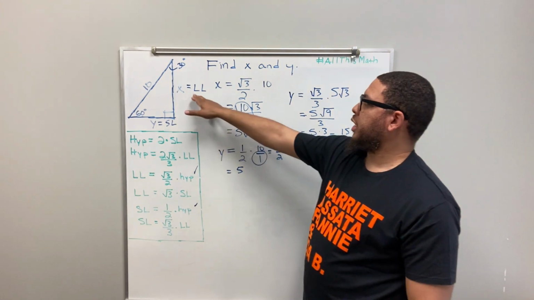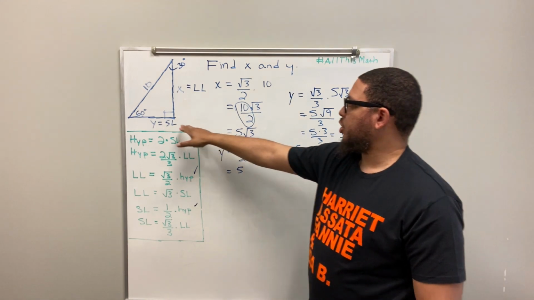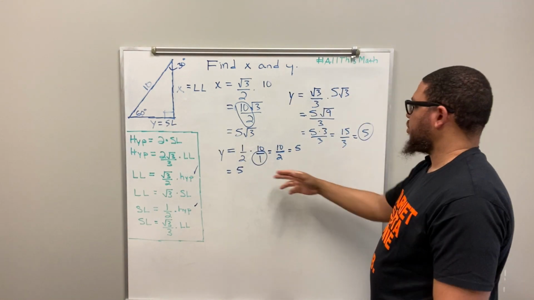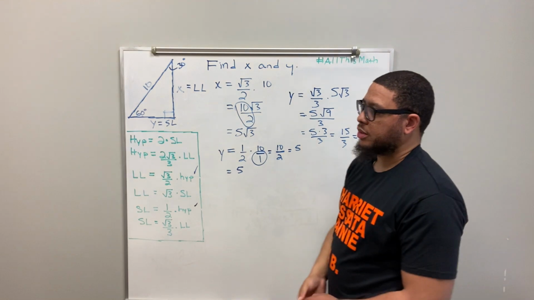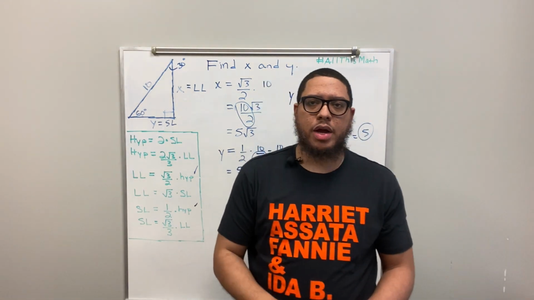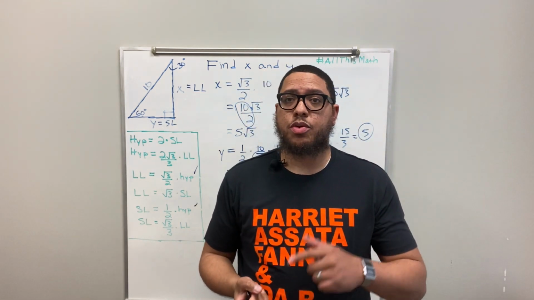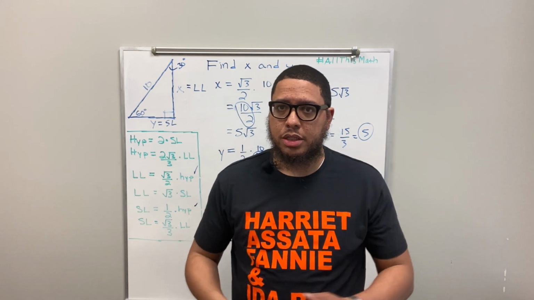So for our long leg, or for x, we got 5 root 3. And for our short leg, or for y, we got 5. Doing it both ways. All right? So again, that's just a little bit about how to deal with special right triangles, whether they be a 30-60-90 right triangle or a 45-45-90 right triangle. That's just a little bit on that.